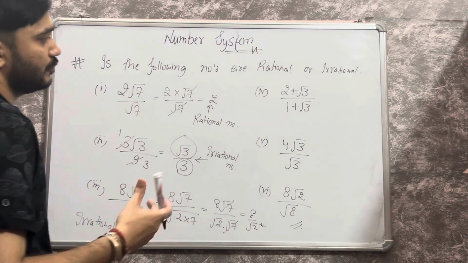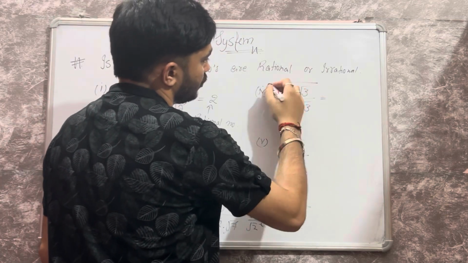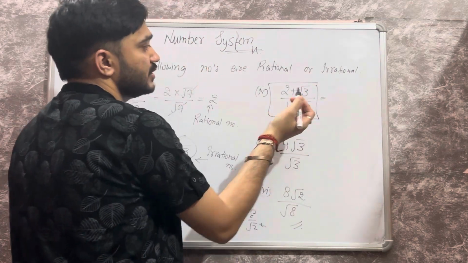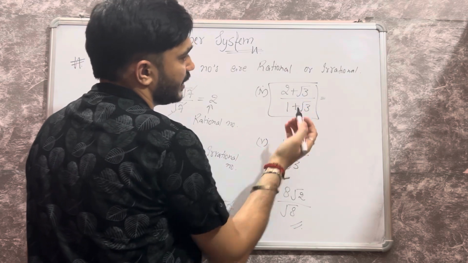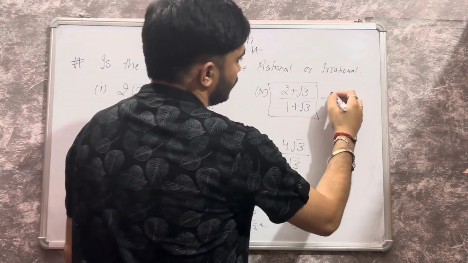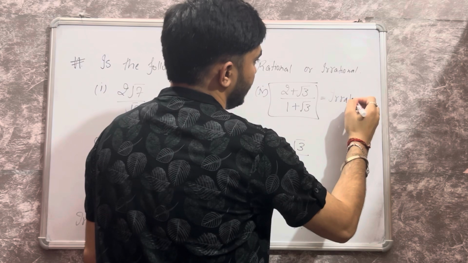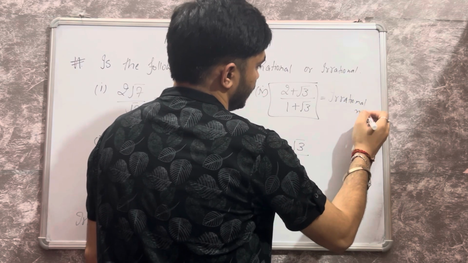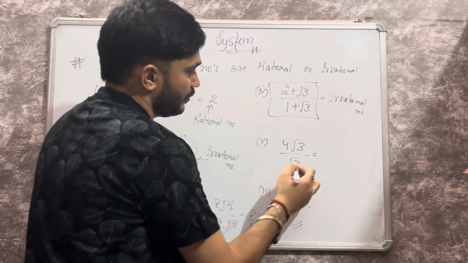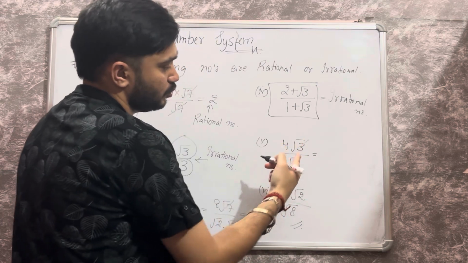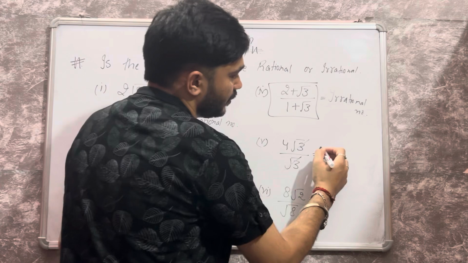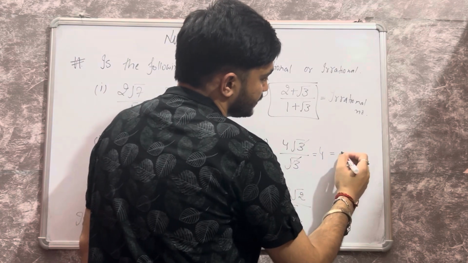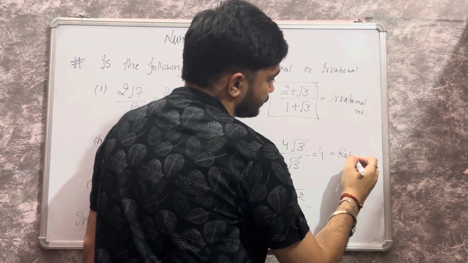Now moving forward, here we cannot solve this problem. By looking at this you can see that under root 3 in both the cases is an irrational number, so it is going to be an irrational number. Here we can just chop off this under root 3 of the numerator by under root 3 of the denominator, and you will get the answer 4, that is a rational number.